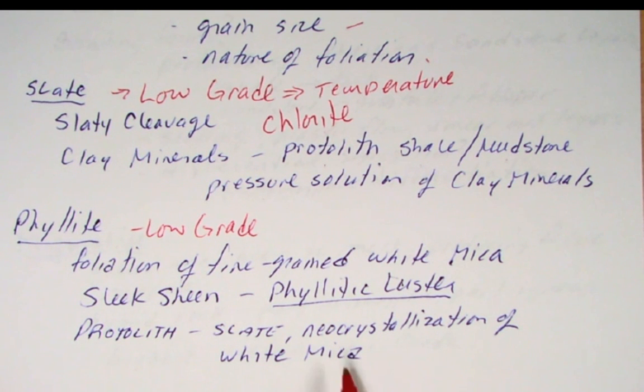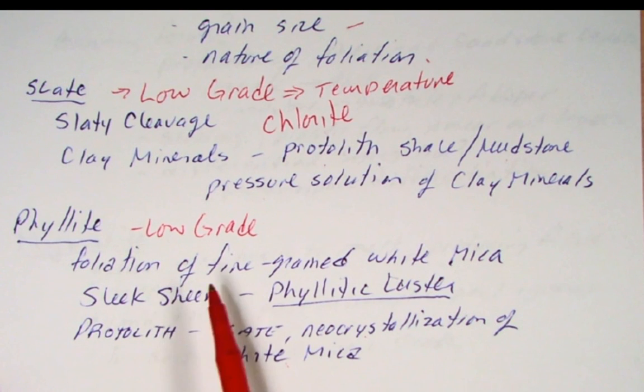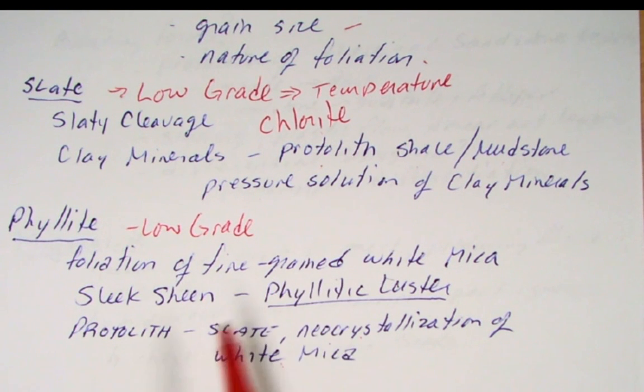And the thing about this one is that we're going to have the neocrystallization of white mica. So we get this sleek sheen, this kind of shininess. In fact, they call it a luster, phyllitic luster. So phyllite and slate look very similar, except phyllite will have this shininess, this sheen to them, right? So that's one thing we'll look for.